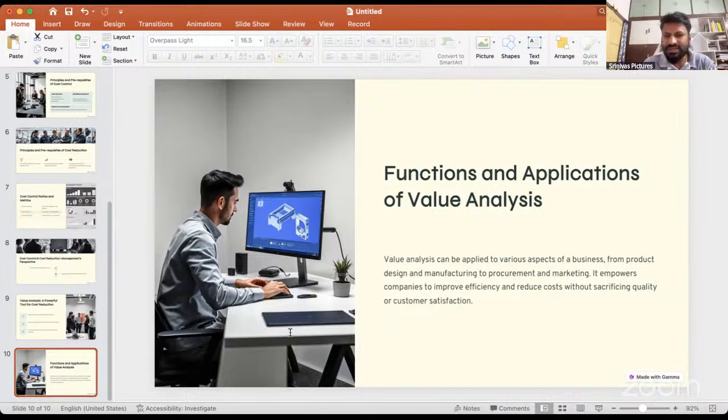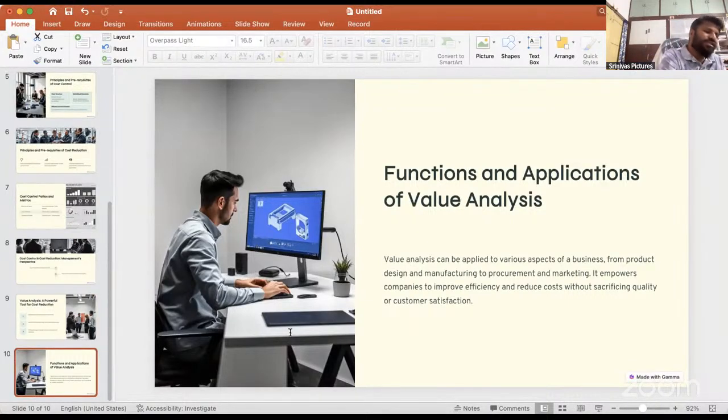It empowers companies to improve efficiency and reduce cost without sacrificing quality or customer satisfaction. So that is the main function and application of value analysis. In this case, producers can produce their product with minimum cost, and at the same time they won't compromise on quality. With better quality and minimized cost, they are going to provide maximum satisfaction to the customer. So that is nothing but the functions and applications of value analysis.